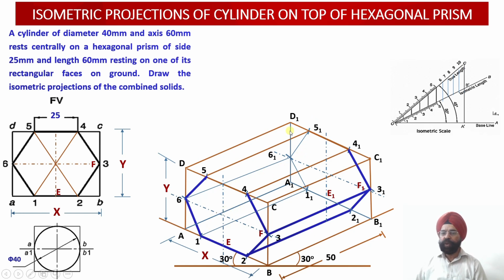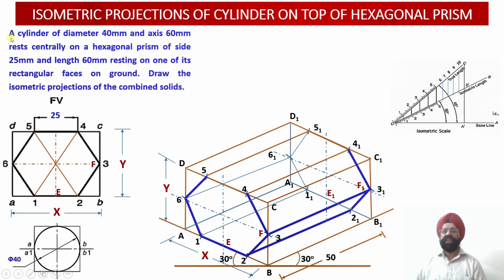Now I am supposed to mount a cylinder on top of this. Please see, I am supposed to mount a cylinder on top of this. What are the dimensions of the cylinder? Please note that the cylinder has a diameter equal to 40 millimeter, and the axis height of the cylinder is given as 60 millimeter.